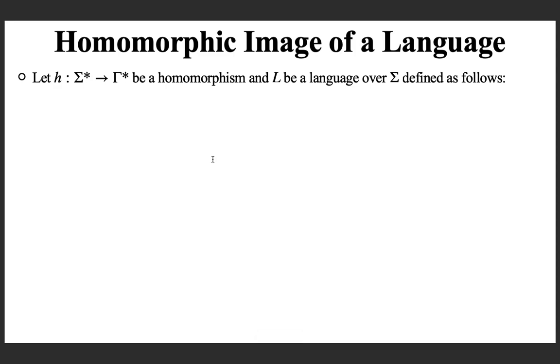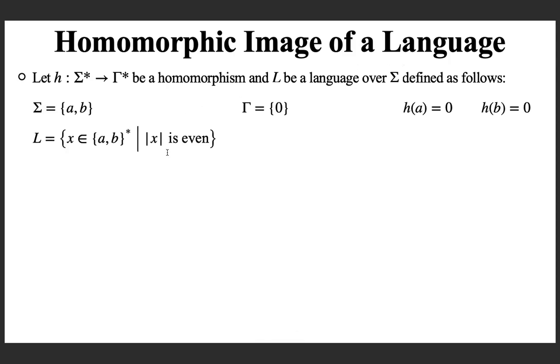And before we look at that property, let us see what is a homomorphic image of a language. Let H be a homomorphism and L be a language over the domain alphabet set defined as follows. So sigma is the set {a, b}, gamma is just the set {0}, only one element, and this is the homomorphism defined: H of a is 0 and H of b is 0. Both are mapped to 0.